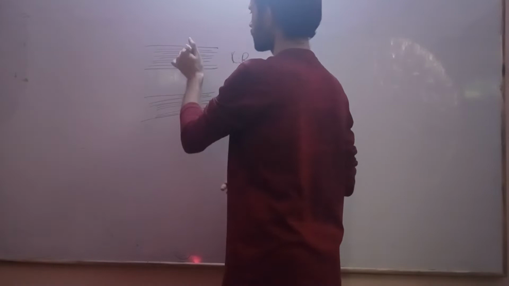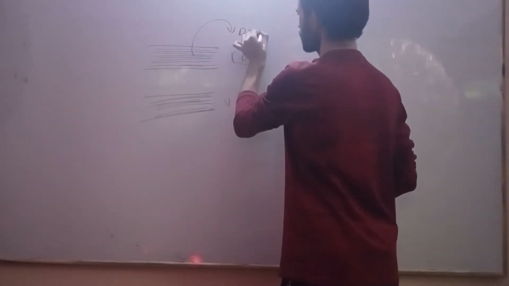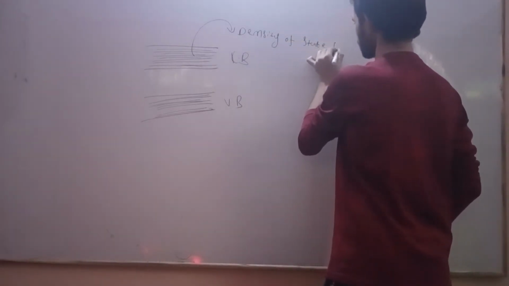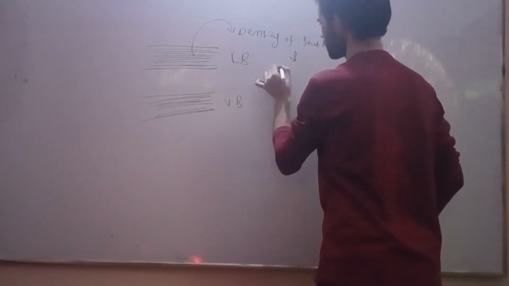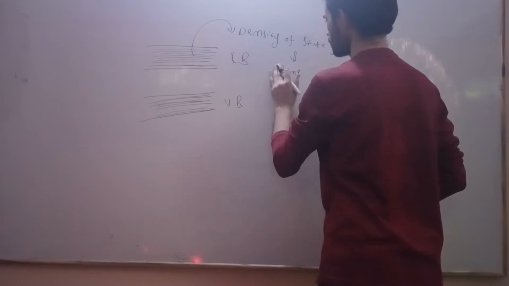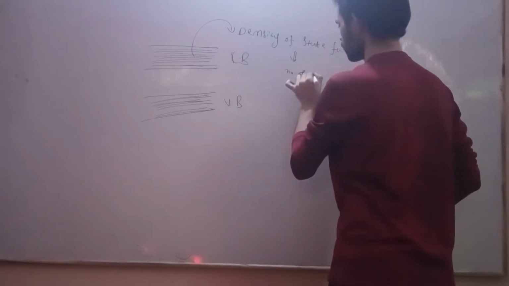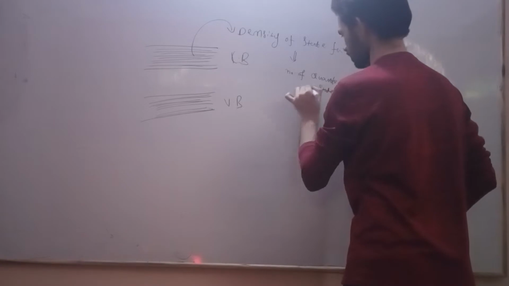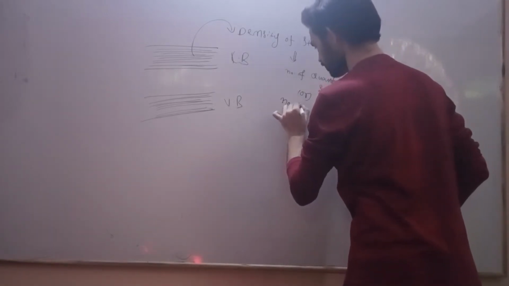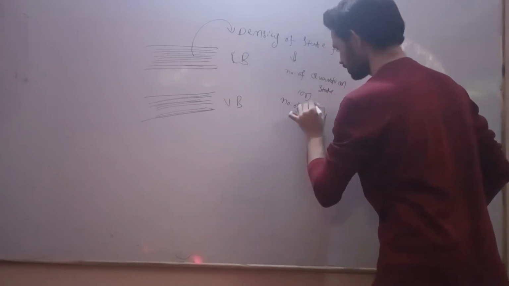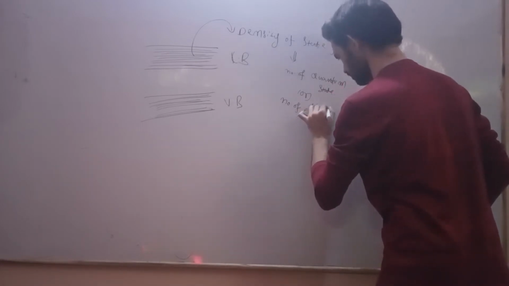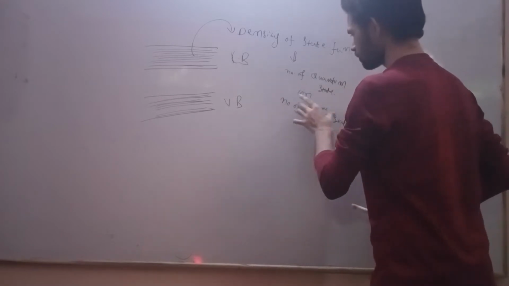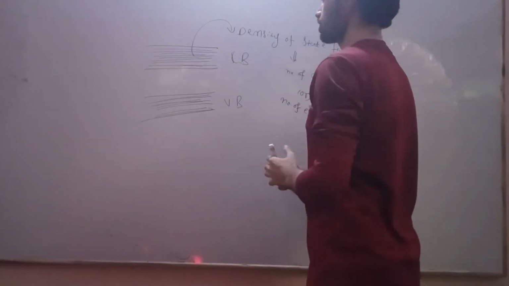So why do we want to find this? These are nothing but the density of state. The density of state function means the number of quantum states: how many quantum states or energy states are there, the number of discrete energy states. This is the density of state function.